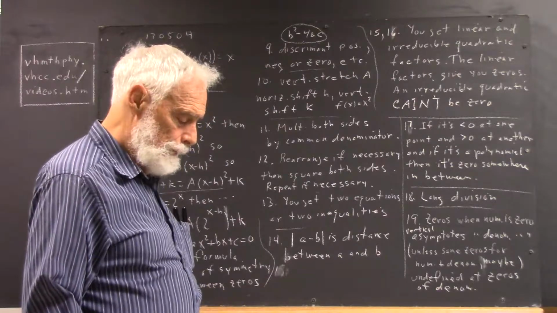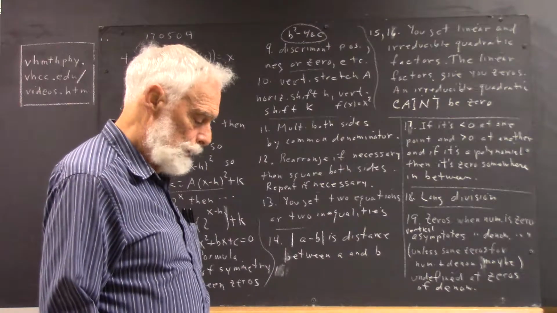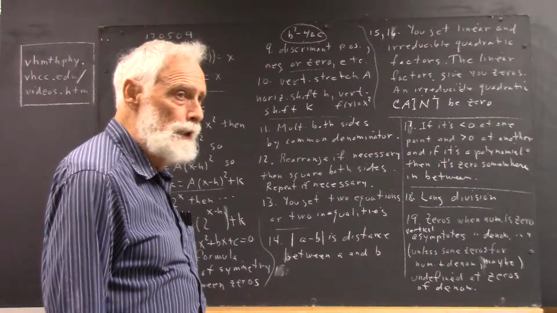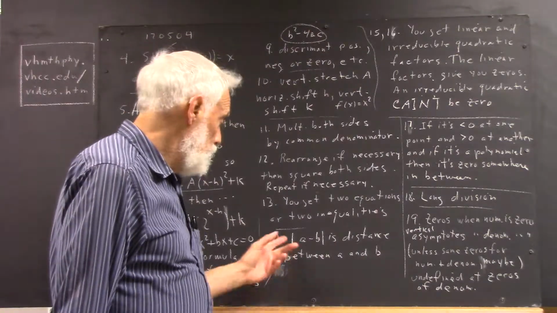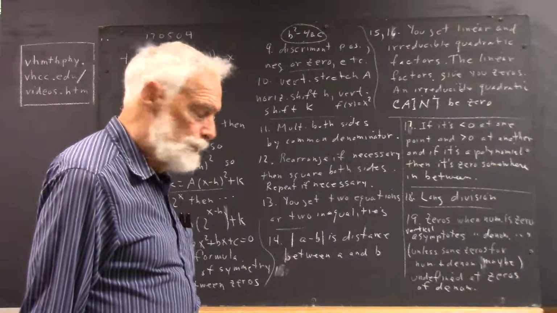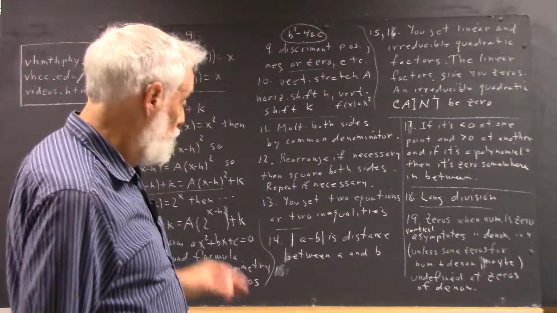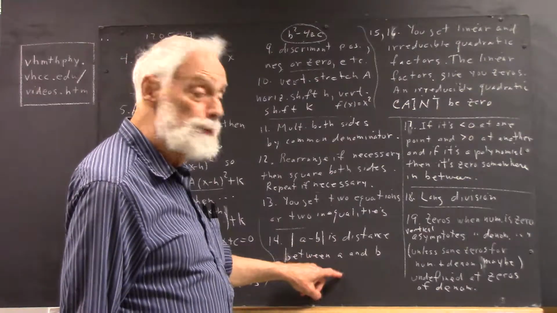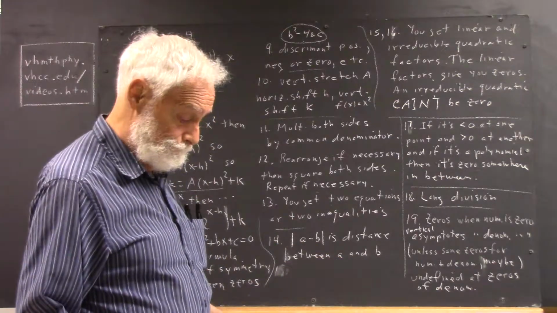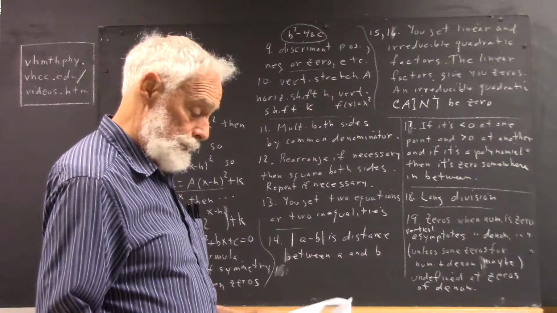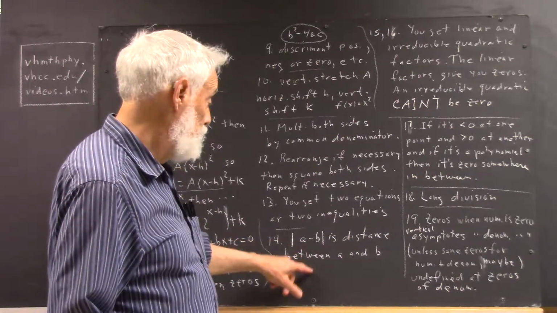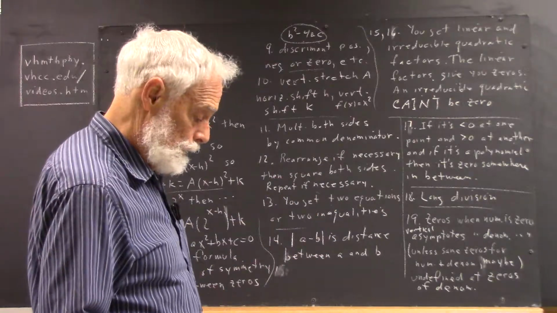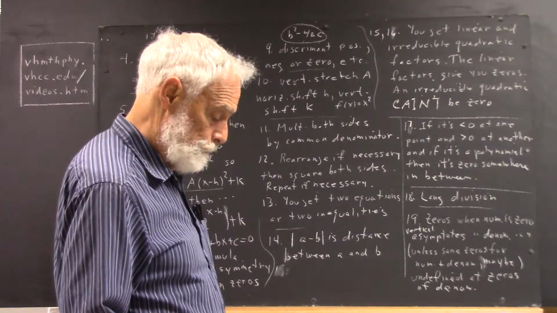Number 14, give the geometric number line description of a given absolute value equation or inequality. Not giving you the complete picture of what you do. You have to start with the fact that the absolute value of a minus b is the distance between a and b, period. If you start with that and give it a little practice, you'll understand how to do number 14.